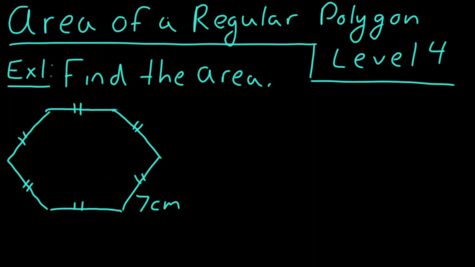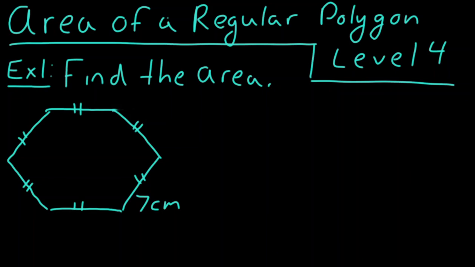Alright, welcome to Area of a Regular Polygon, Level 4, and in this video I'm simply going to do one example where we put together everything that we learned in levels 1, 2, and 3, and this should really come together very nicely and smoothly. If you haven't seen the videos for level 1, 2, or 3, I highly suggest you go back and watch those. Otherwise, a lot of this might not make sense.